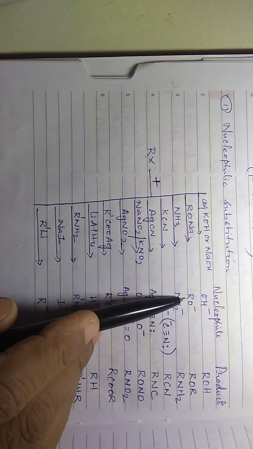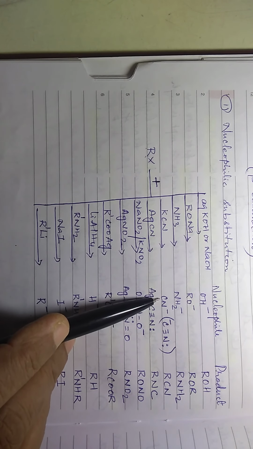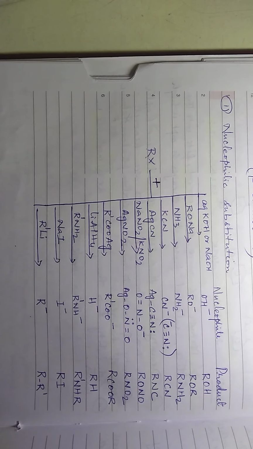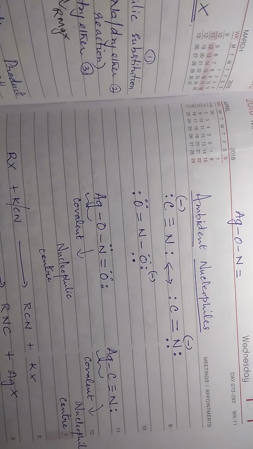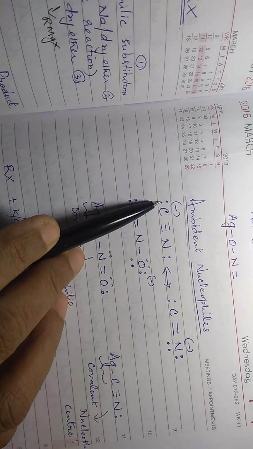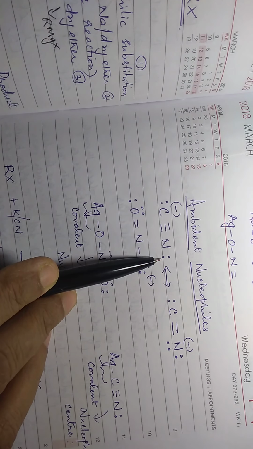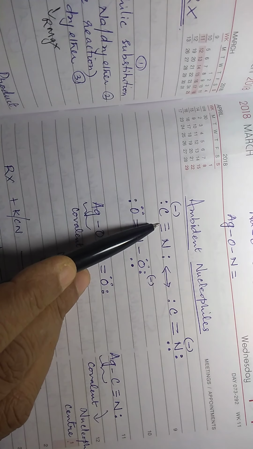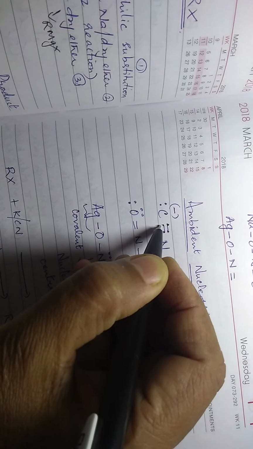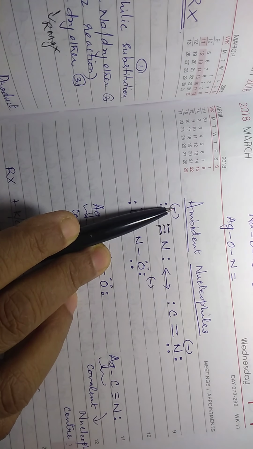Same way, RO minus, alkoxide ion, then NH2 minus, then CN minus. Now CN minus is an ambident nucleophile. You have to remember this. What is meant by an ambident nucleophile? See, this is your cyanide. Now 2 electrons and a triple bond with nitrogen, and nitrogen is holding a lone pair of electrons. Now here carbon 1, 2, 3, 4, 5. All these bond pairs are made up of a pair of electrons, right? So carbon is surrounded by 5 electrons, so it is holding a negative charge.